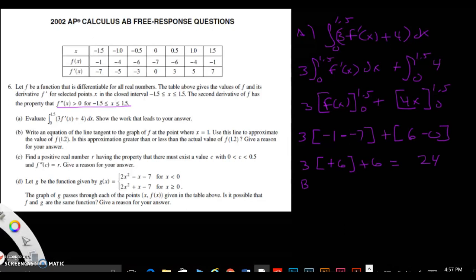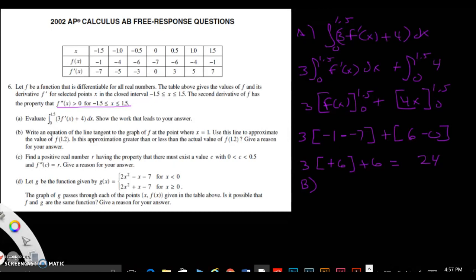Okay, part B. It says write an equation of the line tangent to the graph of f at the point where x equals 1. Use this line to approximate the value of f of 1.2. Is this approximation greater than or less than the actual value of f of 1.2? Give a reason for your answer.